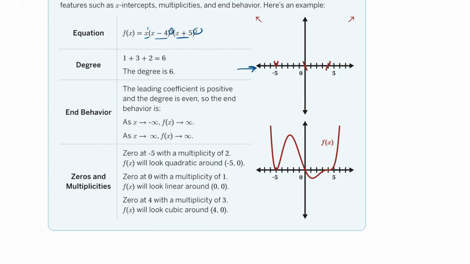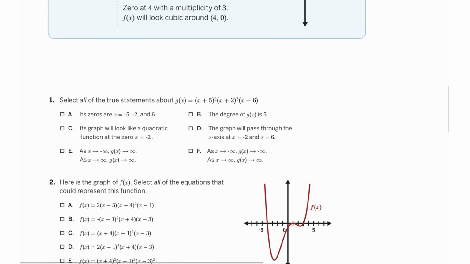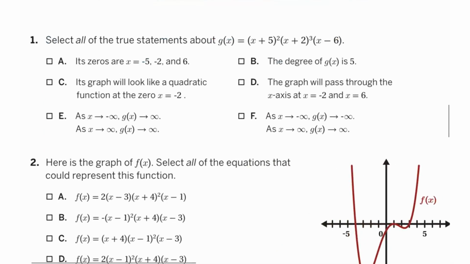Now, these are definitely sketches and only looking at the main facets like the intercepts and the end behavior. So let's go ahead and try some of these out here. So for number one, select all the true statements about g of x.